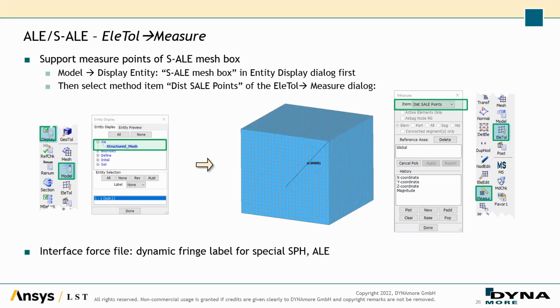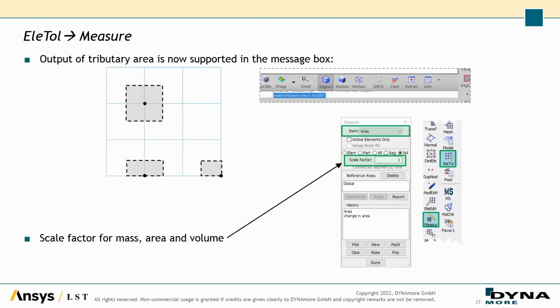For the interface force file inputs, you now have a dynamic fringe label for special SPH or ALE components. In element tool measure, it is new that you can output the tributary area for the area meshing in the message box. And there's also an option for the scale factor for mass, area and volume output.